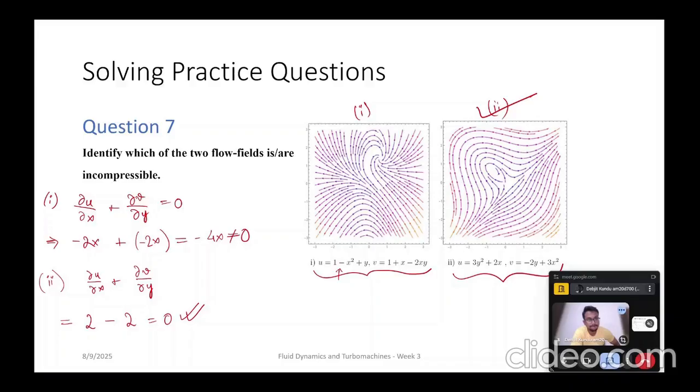Okay. So this is a very simple way to test the incompressibility given that you know the flow field. Plug in the values, compute the derivatives, and then see if it satisfies the equation or not.